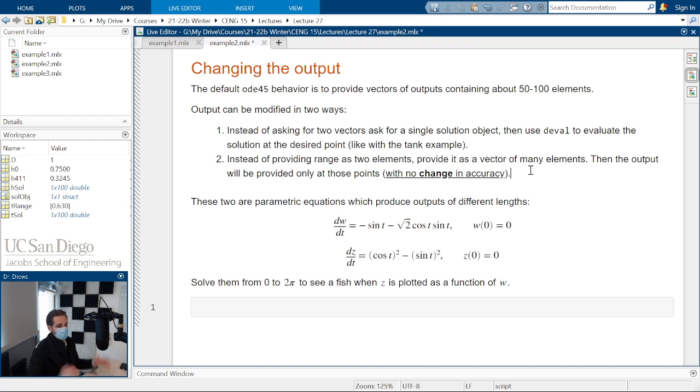So if you ask it to evaluate it at 1,000,000 points, that's no more accurate than if you had asked it to evaluate it at 3 points. Because it's not changing the way the underlying code is being solved or being evaluated, it's only changing the output. It's only changing the way that we see the result.